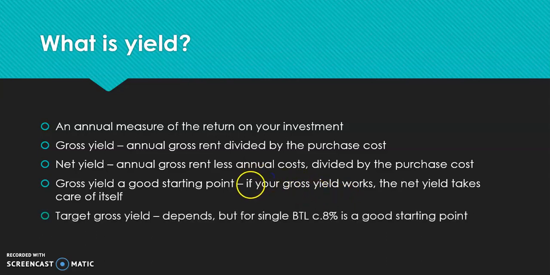Certainly in terms of target gross yield, it depends partly on your finance costs, what type of investor you are and your risk profile. But for single buy-to-let, my property mentor told me that about 8% is a good starting point, and the more analysis I do on this, the more I think that's spot on. For things like HMOs, you probably want a higher yield than that, given the nature of the investment. But we'll do some analysis based on an 8% target yield.